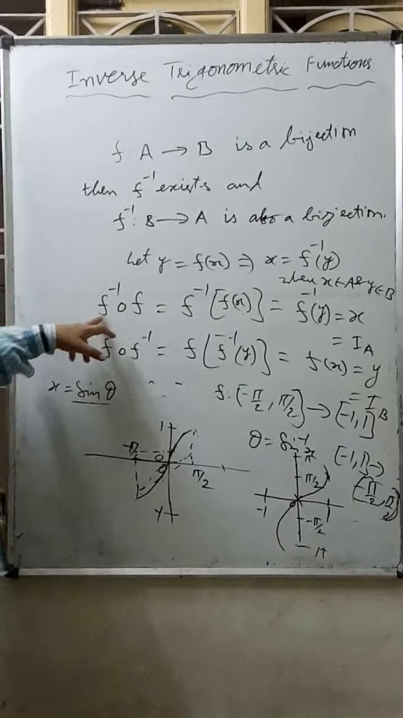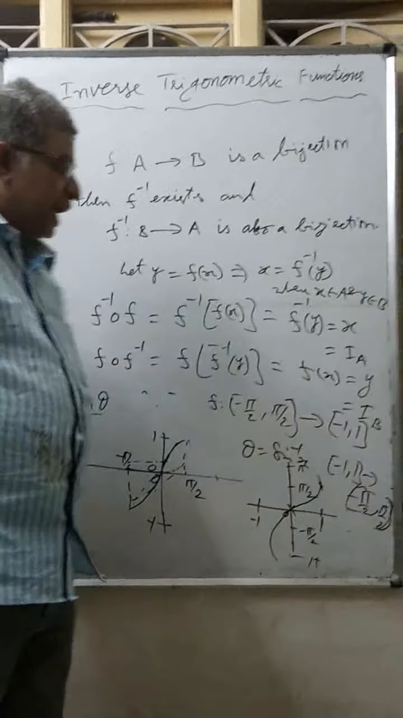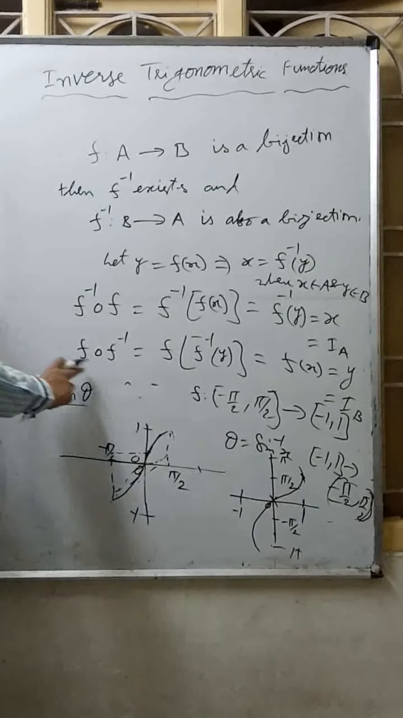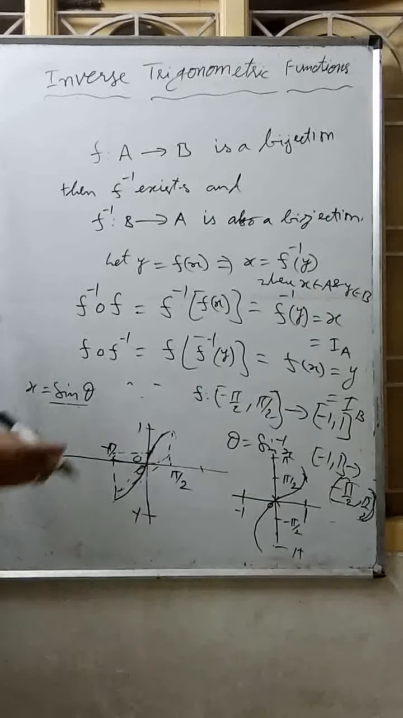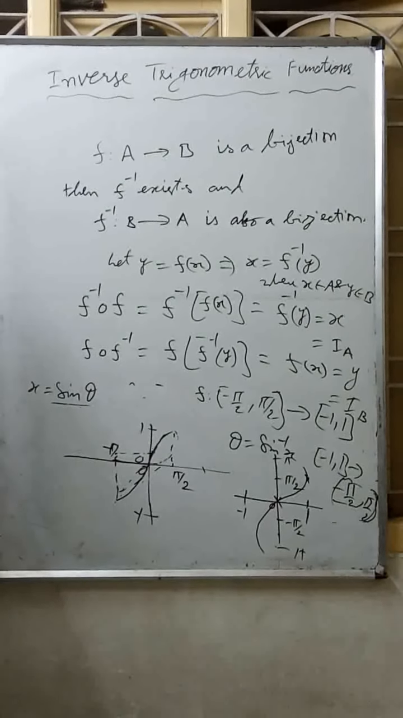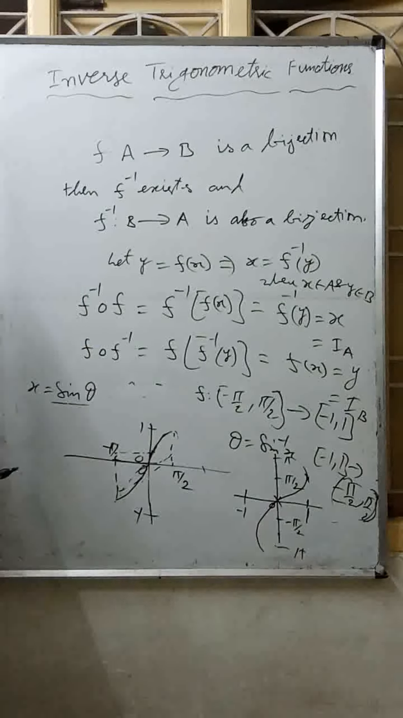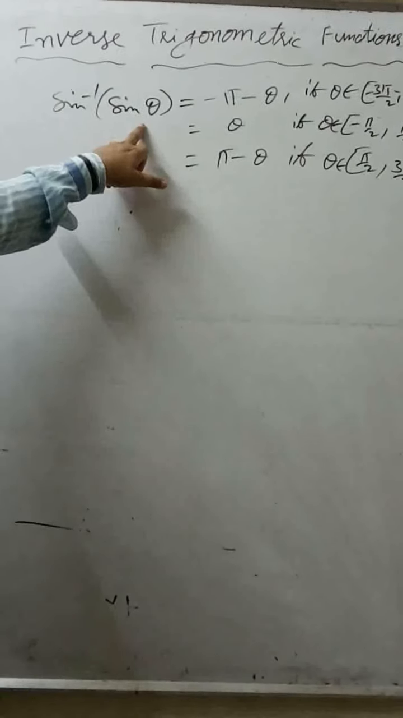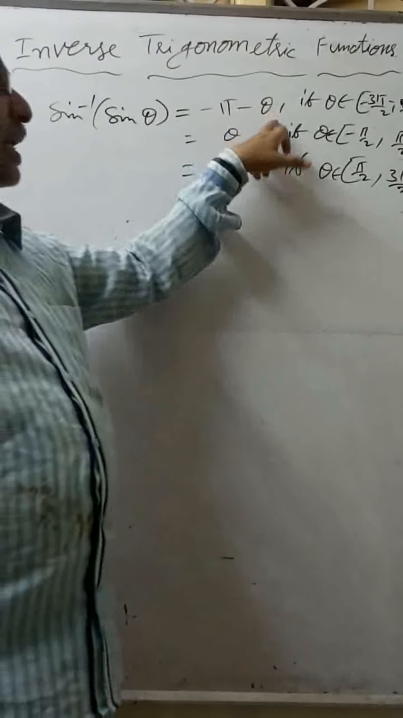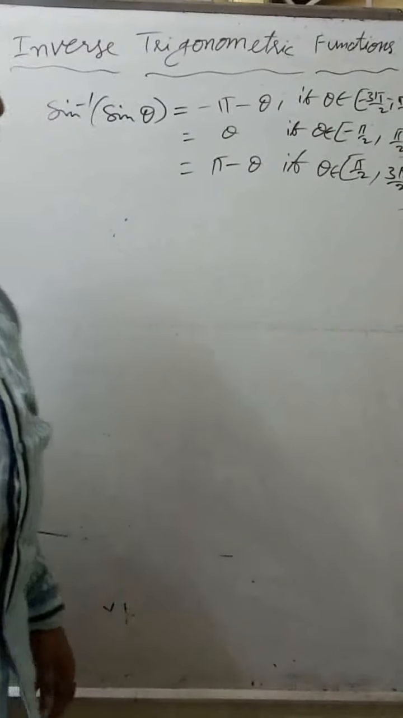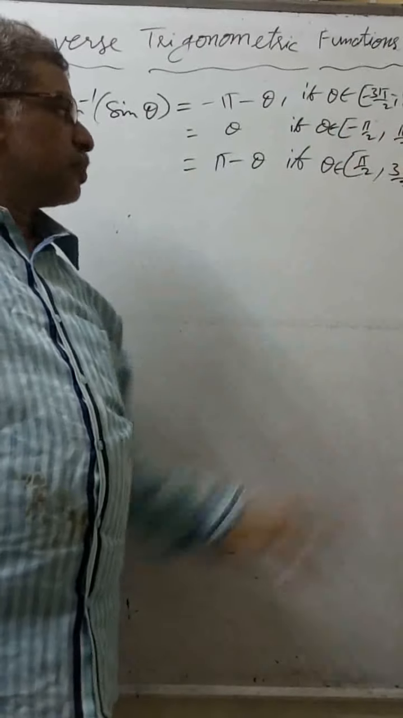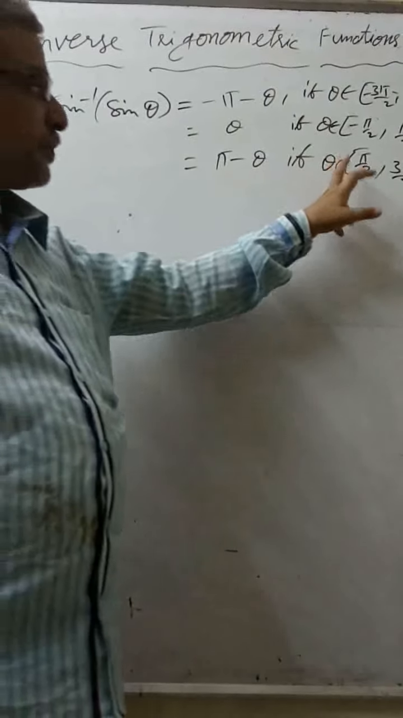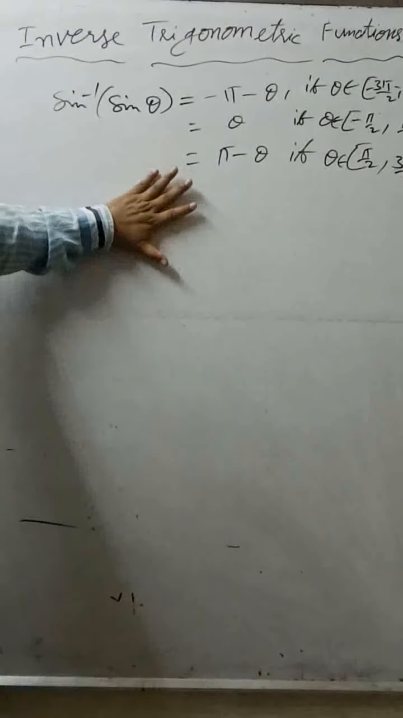Now, why did I discuss that f inverse f is equal to the identity in A and f f inverse is equal to the identity in B? We will discuss that now using sine only. You will come to some clarity about it. Sin inverse of sin theta equals -π - theta if theta lies between -3π/2 and -π/2, is equal to theta if theta lies between -π/2 and π/2, and π - theta if theta lies between π/2 and 3π/2.